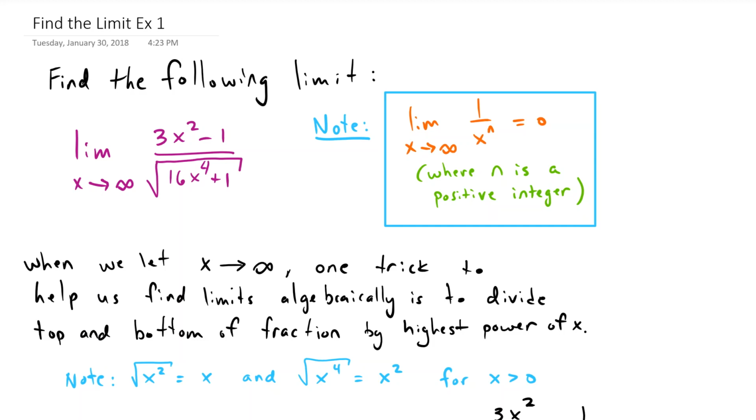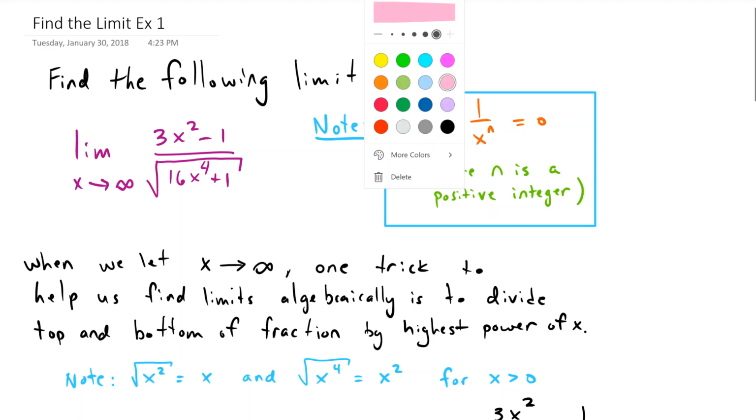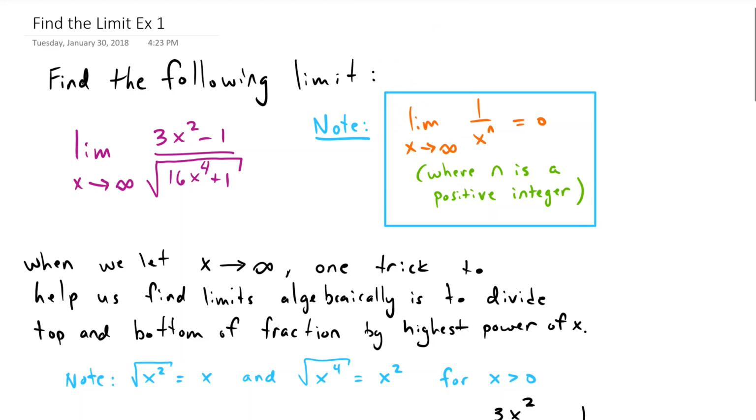Let's talk about limits that involve infinity. Specifically, let's talk about this one. The limit as x approaches infinity of 1 over x to the n, where n is a positive integer. So what exactly does that mean?